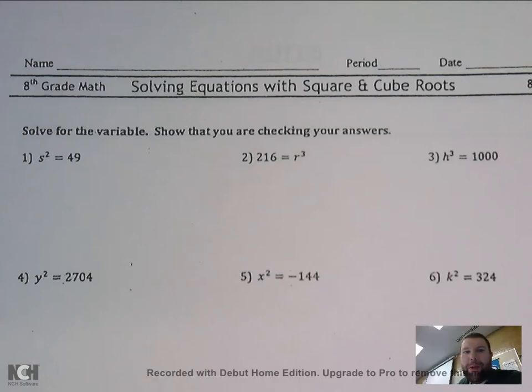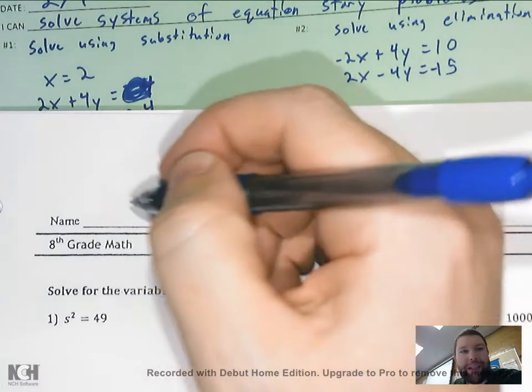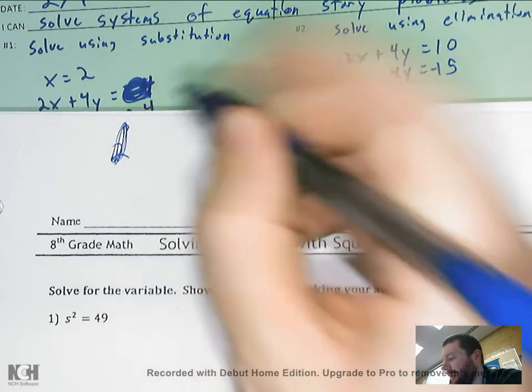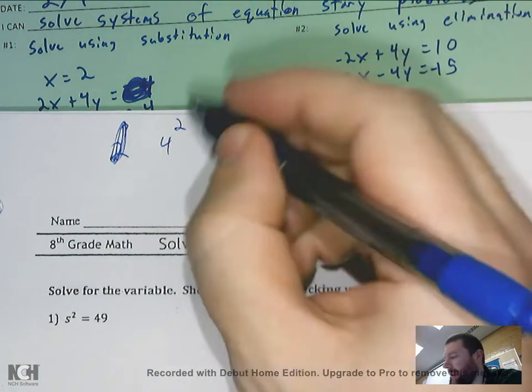Okay, so today we're going to be discussing how to solve equations with square and cube roots. The reason we would ever use roots to solve an equation is if we have an exponent, right? So if I have something like, let's do 4 squared, right? 4 squared is 16.